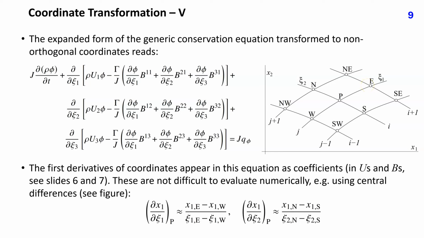The grid spacing in transformed space is usually taken to be unity. Analogously, the derivative of x1 with respect to xi2 at node P is approximated as the difference in values of Cartesian coordinate x1 at nodes N and S, divided by the distance between these two nodes in the coordinate xi2.